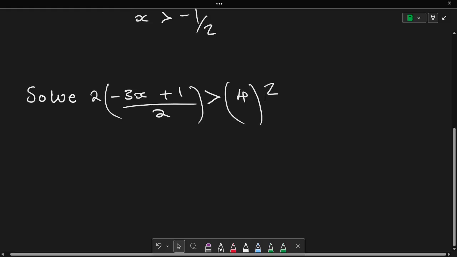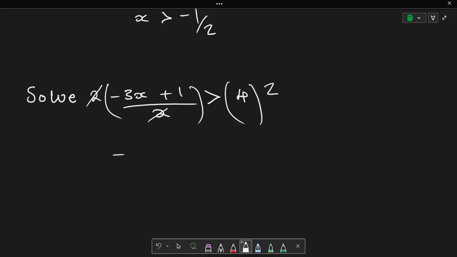So what we are going to get on this side, you find that this 2 and this 2 cancel. You have negative 3x plus 1 be greater than 8. Okay, so this one is going to jump to the other side, and you're going to have negative 3x.